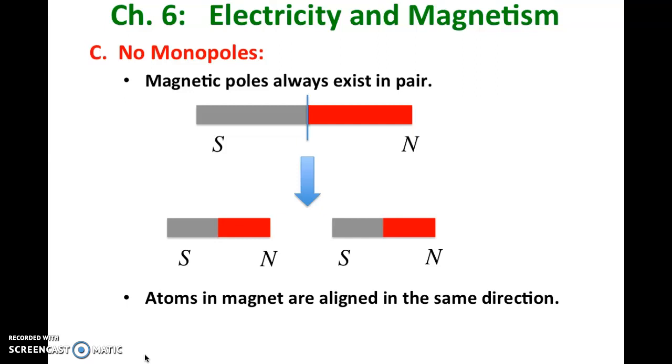When you divide a magnet into two parts, they become two small magnets. Atoms in a magnet are aligned in the same direction.